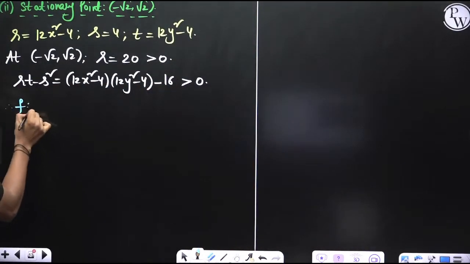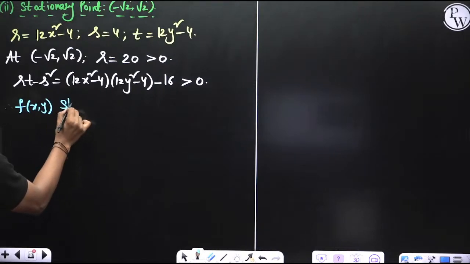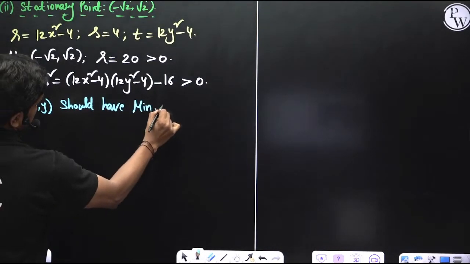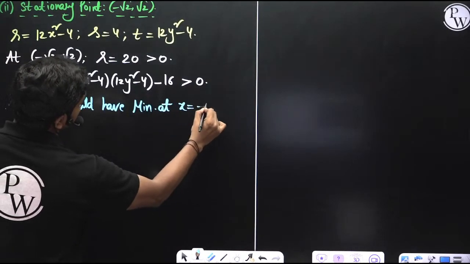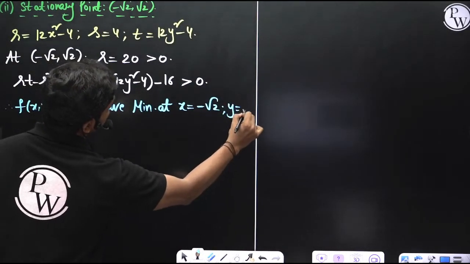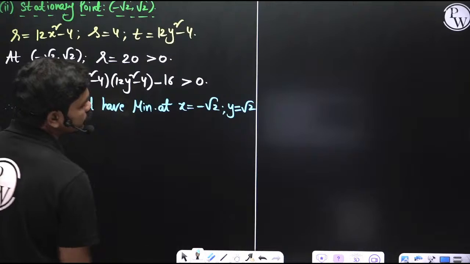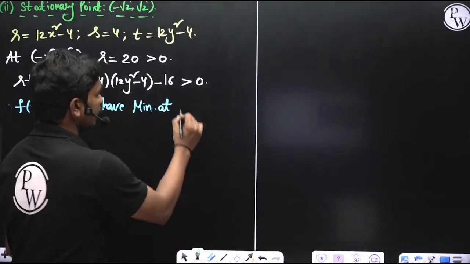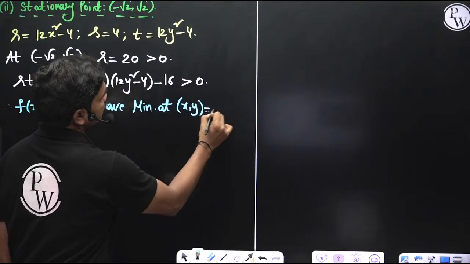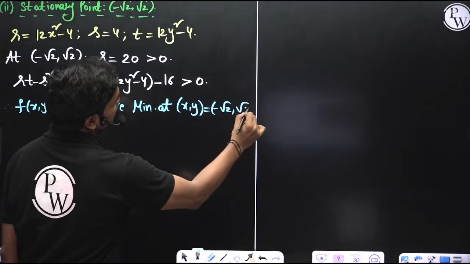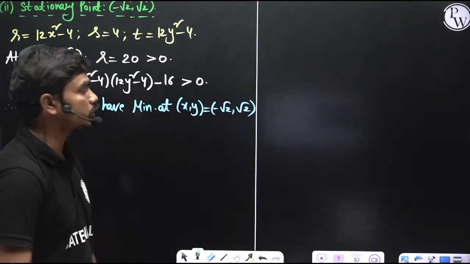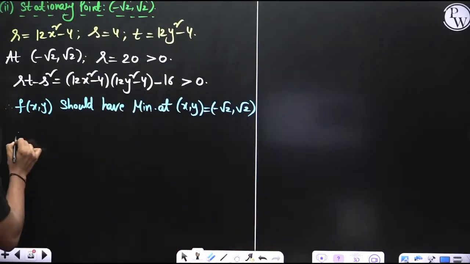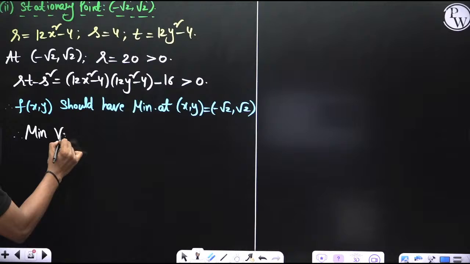Therefore f of x comma y should have a minimum at x is equal to minus root 2 comma y is equal to root 2 actually here. Okay, so our x comma y is equal to minus root 2 comma root 2, of course. Then let's see what is the minimum value. The minimum value should be minus 8, because there can be only one minimum.